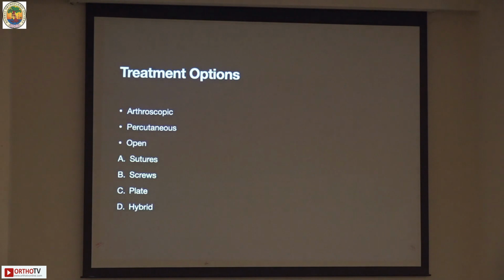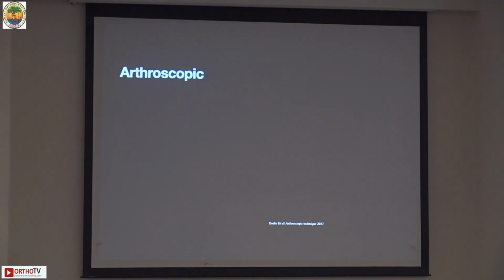The treatment options: there's arthroscopic, percutaneous, open. In all these options, you then have another set of options, which is sutures, suture anchors, screws, plates, hybrid. So what do we do? Arthroscopic, let's start with the first one. For avulsion type of injuries, it's basically like doing a rotator cuff repair.